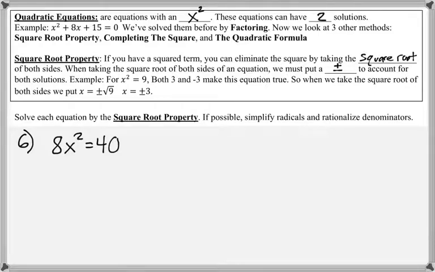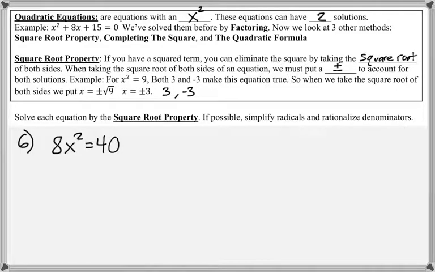So if you plugged in both of these, they would both work because 3 times 3 is 9, and negative 3 times negative 3, those negatives go away, and it's also 9. So when we take the square root of both sides, we have to put plus or minus square root of 9, which turns into plus or minus 3. And the plus or minus is just a shorthand notation for saying 3, you don't need to put the plus because it's implied, and negative 3. So it's just a notation for two different solutions. This means a positive 3 and a negative 3. It's just a shorthand notation.